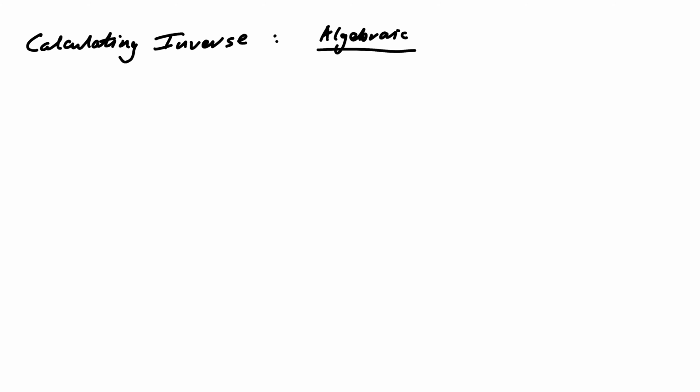We've just seen the meaning of inverses. And now we want to work out how to actually calculate inverses. And really, there are two sides to this. One is going to be algebraic, one is going to be graphical. So the first will be algebraic. So this is actually, in theory, going to give me an explicit formula for the inverse of a function.